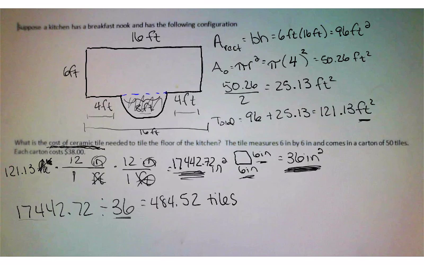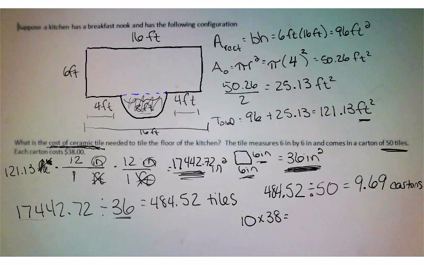So looking back at the problem, we see now that we can't buy individual tiles. Tiles are coming 50 to a carton. So really, we need to figure out how many cartons we have to purchase. If we take 484.52, that's the number of tiles, and divide by the number of tiles per carton, we get 9.69. That's the number of cartons we need. So it stands to reason that if we need 9.69 cartons, we're probably going to buy 10 cartons. At $38 a piece means we are going to spend $380.